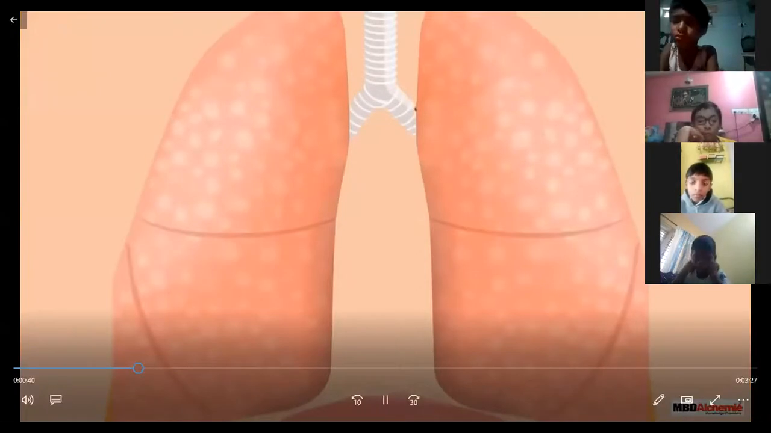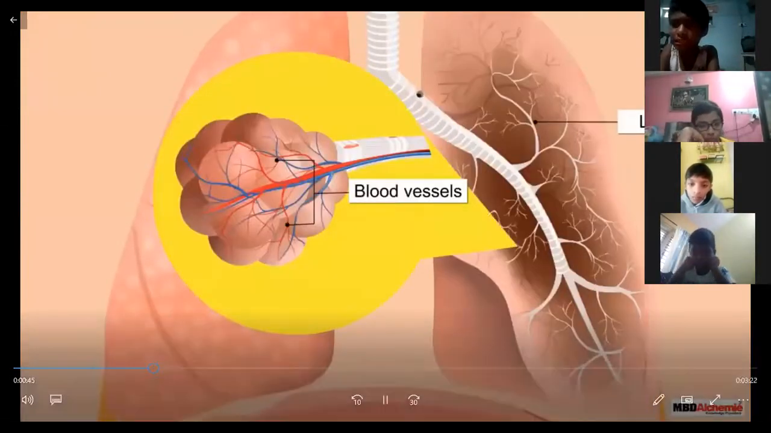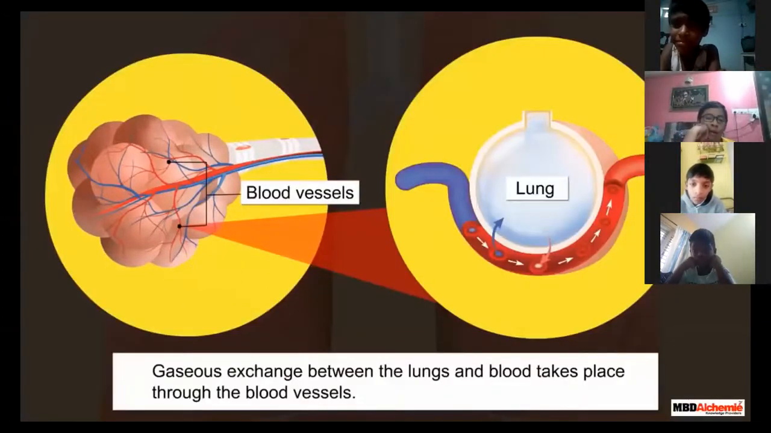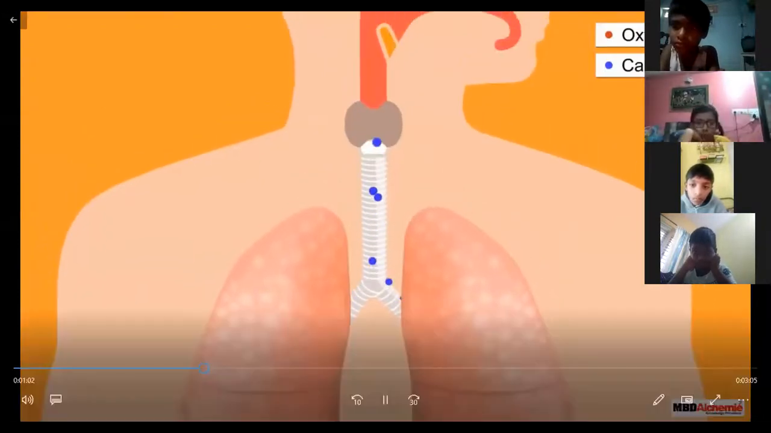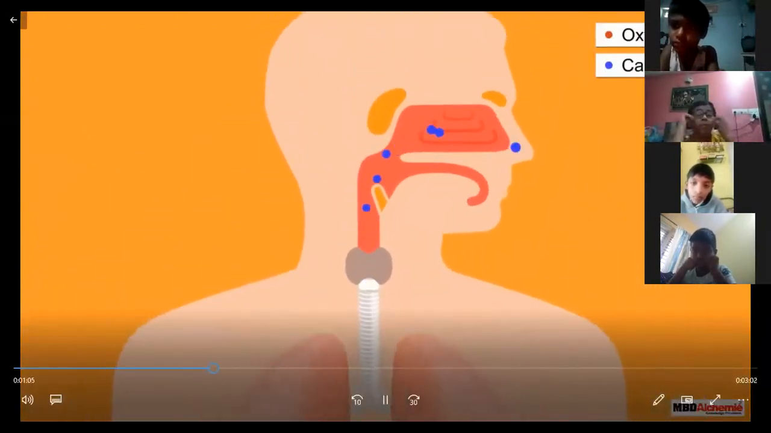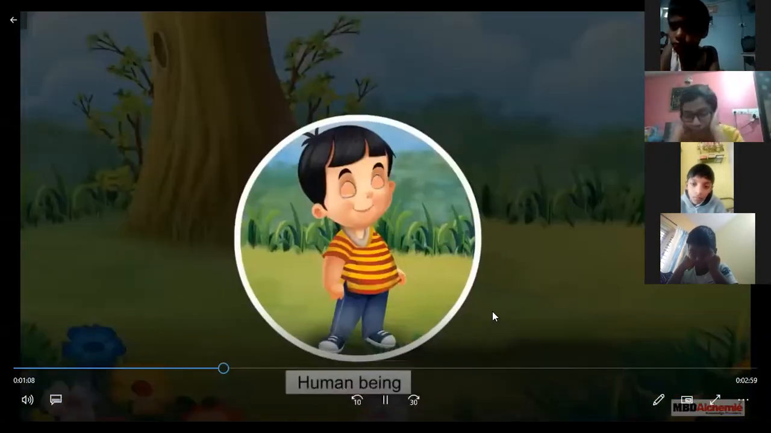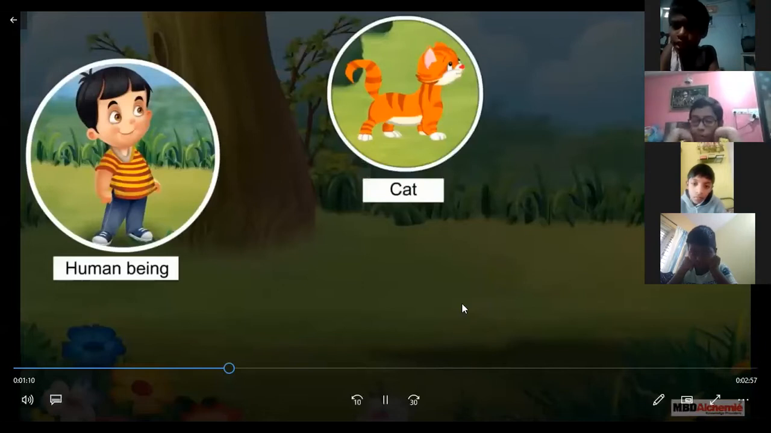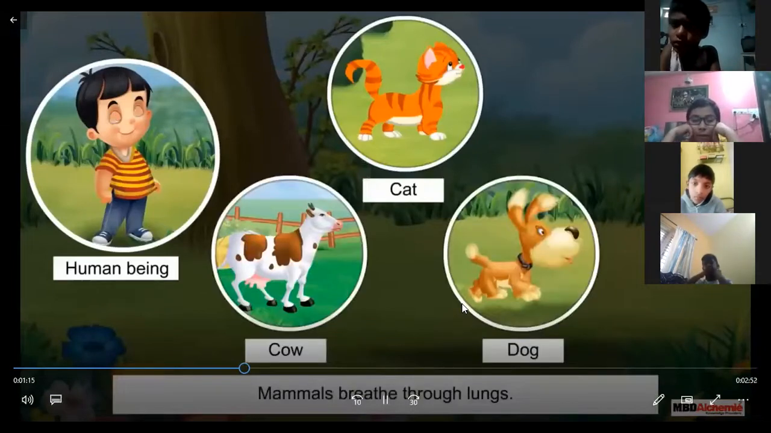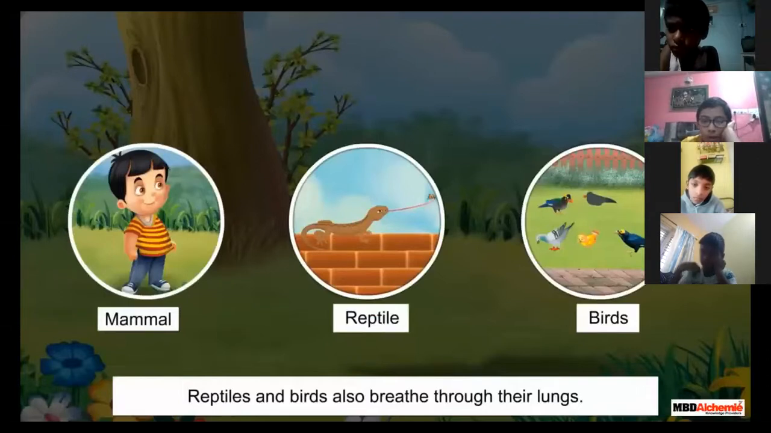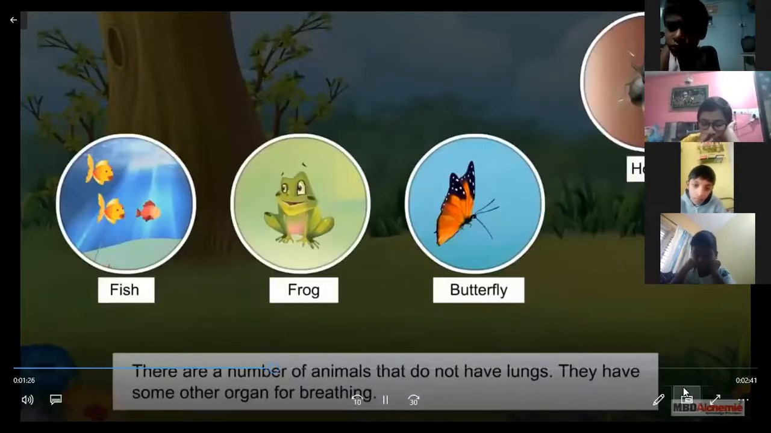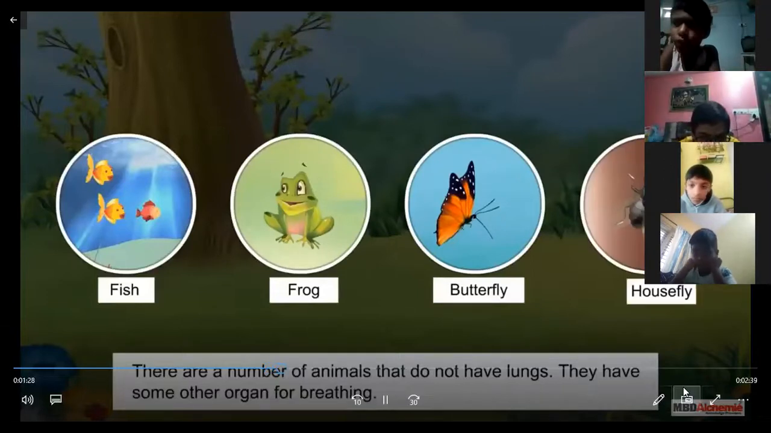Inside the lungs, there are numerous blood vessels. Through these blood vessels, gaseous exchange takes place between the lungs and blood. The oxygen moves from the lungs into the blood, while the blood releases carbon dioxide into the lungs. This carbon dioxide then moves from the lungs to the nose and then out of the body. Like human beings, all mammals such as cat, cow, and dog breathe with the help of their lungs. Apart from mammals, reptiles and birds also breathe through their lungs. However, there are a number of animals that do not have lungs. They have some other organ for breathing.